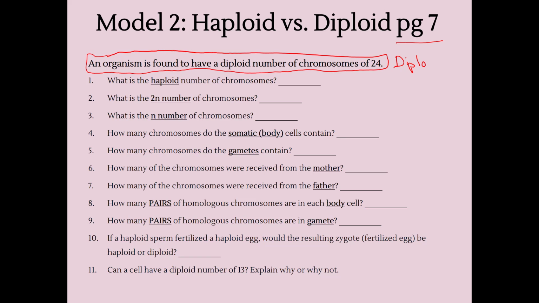Diploid equals 2n. Haploid equals n. You can also put haploid equals half. Diploid equals 2 or double. So this is telling me that my diploid, again, you should probably highlight or circle this, diploid is 24. So if my diploid is 24, I need to figure out what my haploid is, what my 2n, what my n, and using this key over here, it's going to help you answer these questions.